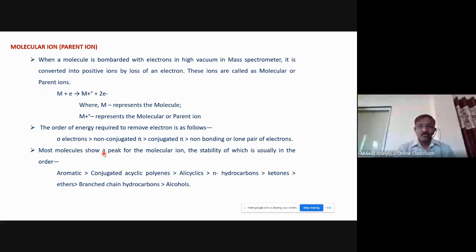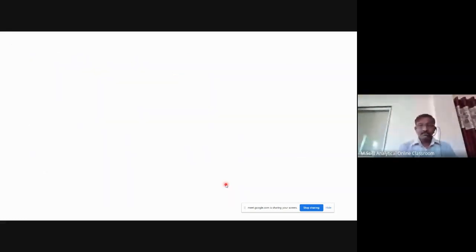Most molecules show a molecular ion peak, the stability of which we can usually observe: aromatics are more stable as compared to conjugated cyclic polyenes, then alicyclic hydrocarbons, ketones, ethers, then hydrocarbons and alcohols. So the stability of the molecular ion peak decreases from aromatic to aliphatic to alcohol. Okay. Now, you can see the characteristic properties of this molecular ion.